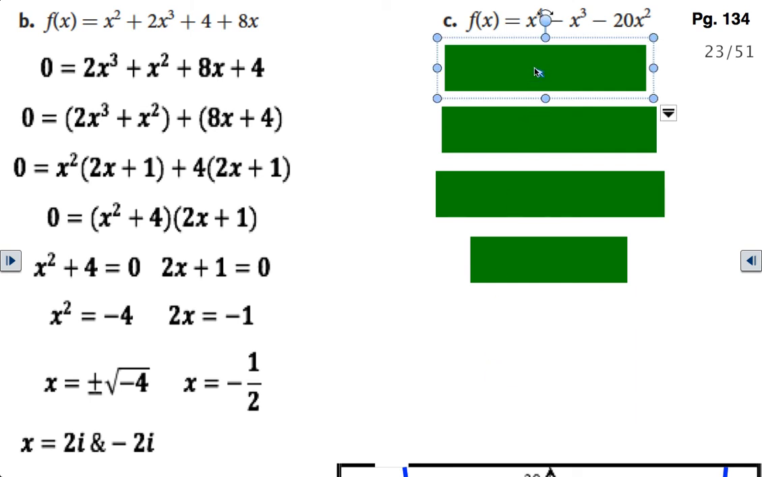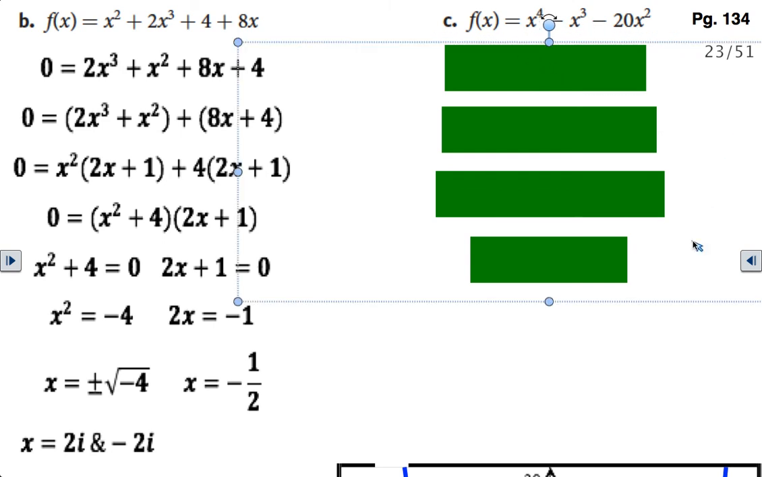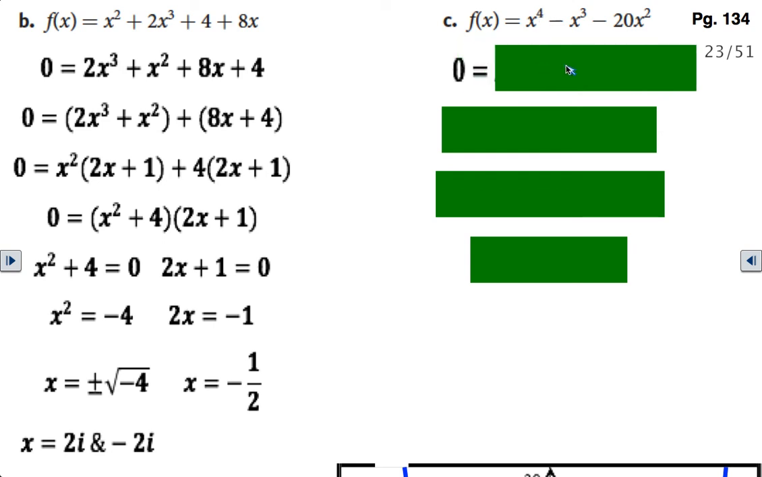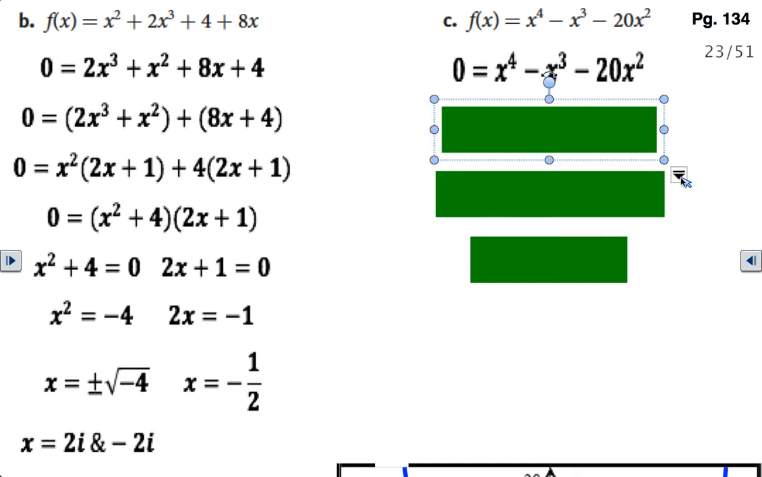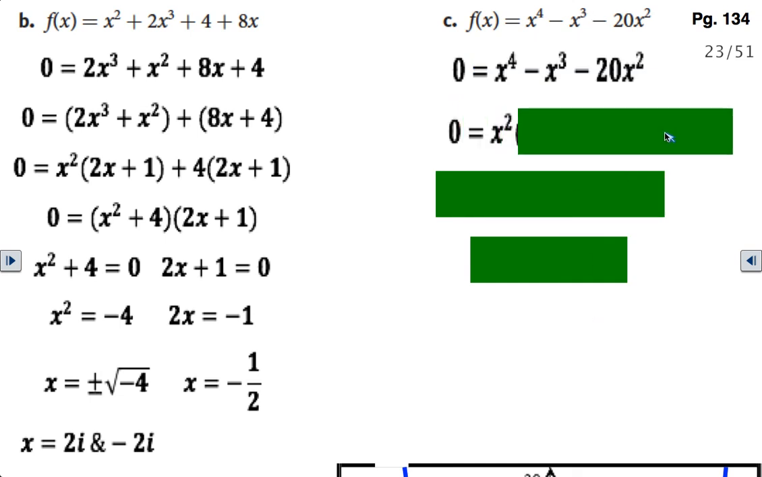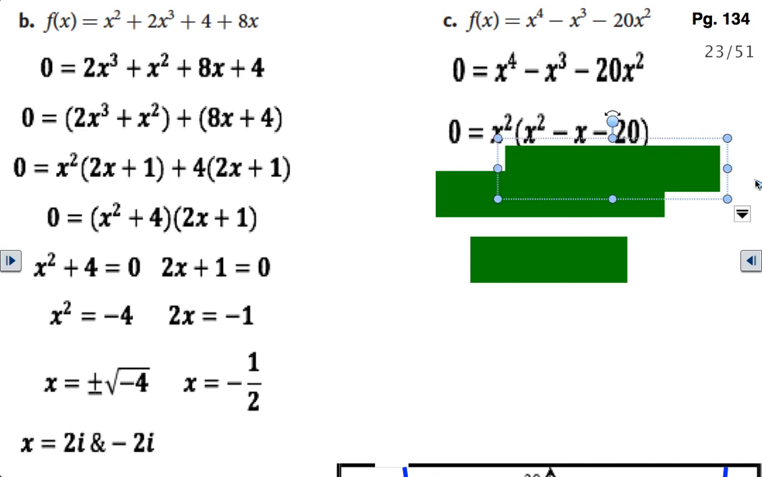Problem C, these are all in the correct order, so we can go ahead and look for our greatest common multiplier. In this case, notice we have x squared, x cubed, and x to the 4th power. So the greatest common multiplier is going to be, oh, I forgot, set it equal to 0 and then solve for x, okay? Find your greatest common multiplier. Greatest common multiplier is going to be x squared. You can factor that out, and then you have x squared minus x minus 20.